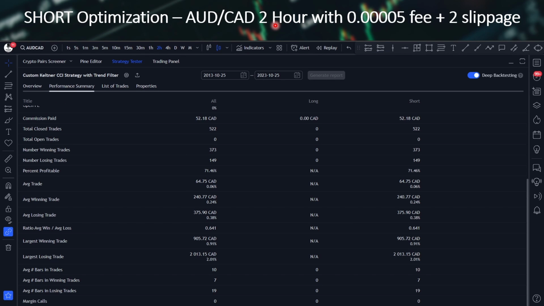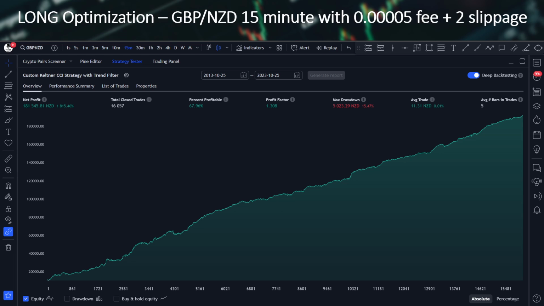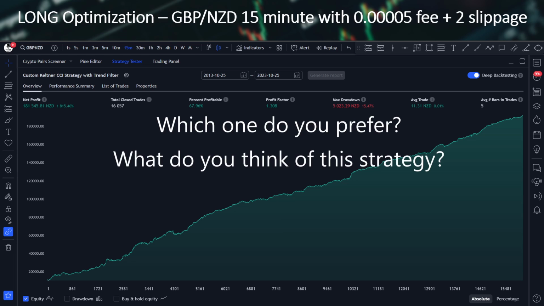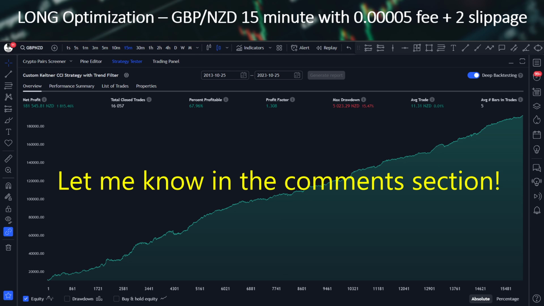My favorite combination though is the GBP-NZD 15-minute chart with the long-only optimization. Which one do you prefer? And what do you think of this strategy? Have you ever found a better one? Let me know in the comment section.